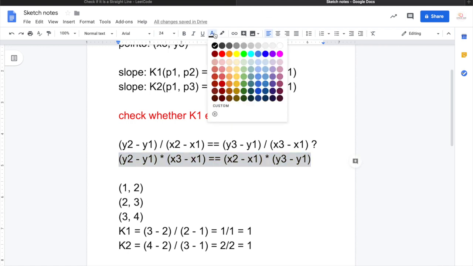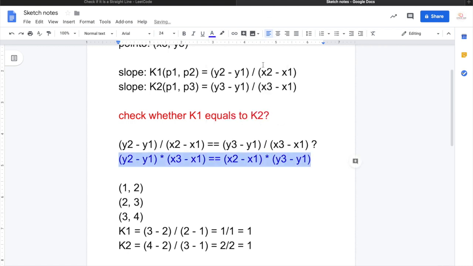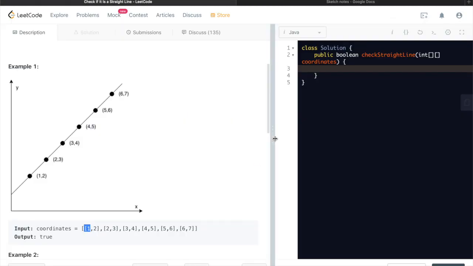This is the one that we can safely use in our actual code, because even if any one of these formula terms is zero, that's totally fine. We'll just end up checking if zero equals another zero. That's totally fine, so it's not going to throw us any exceptions. That's basically the entire algorithm, and there are no other tricks or corner cases we need to pay attention to. Then I think we can start coding.